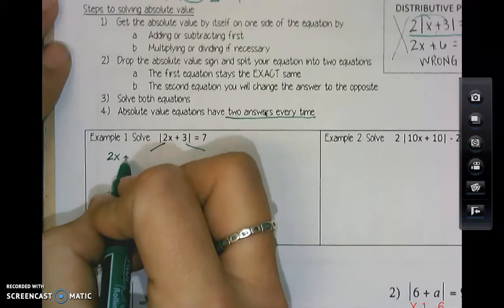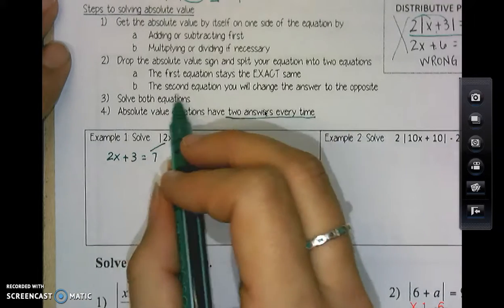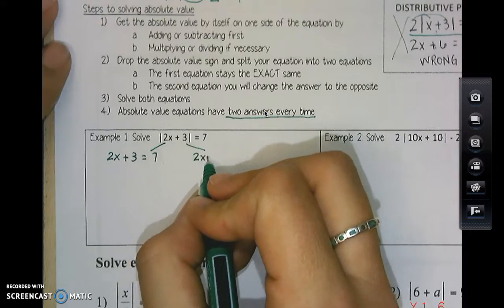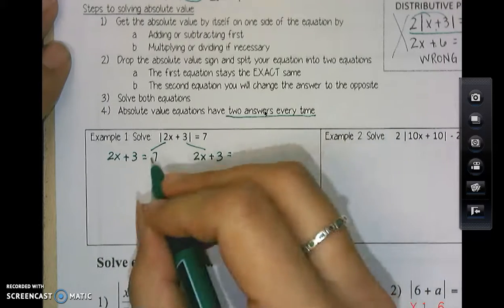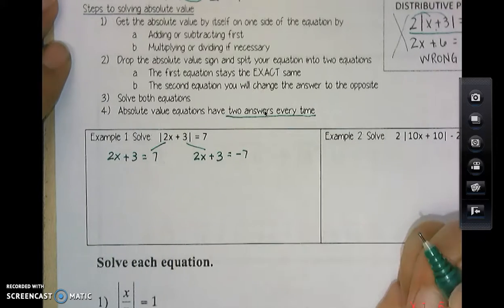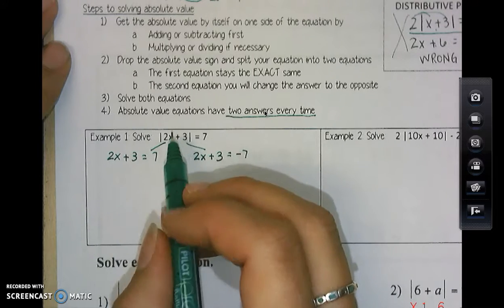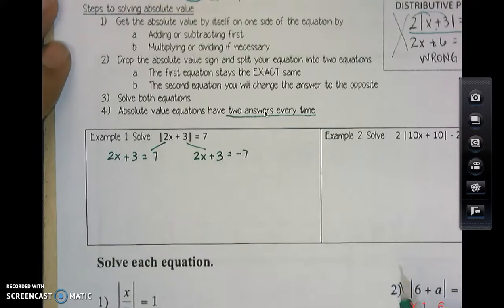So 2x plus 3 equals 7. And then over here, the second equation, you will change the answer to the opposite. So 2x plus 3, I never change what came out of the absolute value, equals, instead of +7, we're going to do -7. Because again, what's inside of here could equal -7, but then the absolute value signs would get rid of that negative and make it a +7.